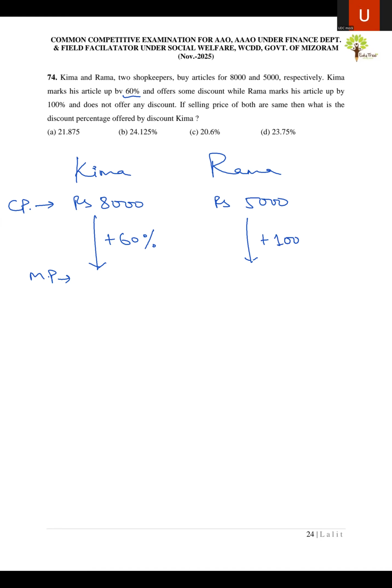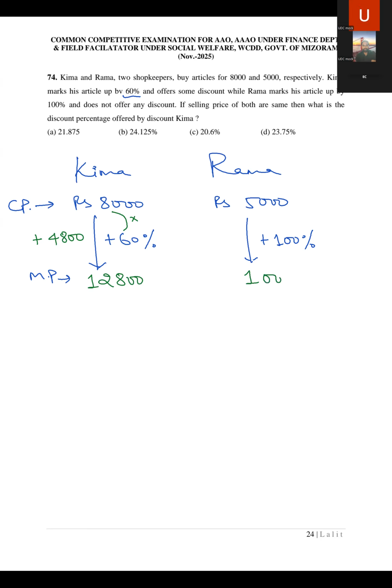All right. So, if you have studied this earlier from me, I have told this many times. If you remember the fractions, or even if you don't remember the fractions, no need, just multiply 60% with this. I can say that 6 multiply 8 is 48. That is 4,800. He marks up the price. So 4,800 plus 8,000 is 12,800. Now 100% means double. So it becomes 10,000 rupees. All right. This is the marked price.